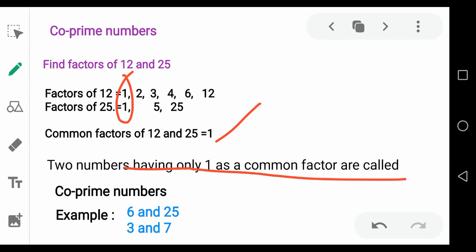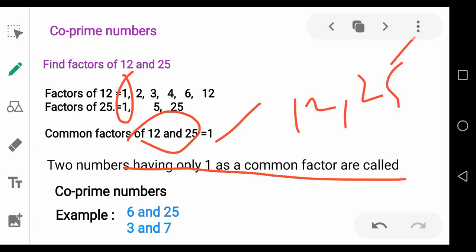So which are the coprime numbers here? 12 and 25 are the coprime numbers. That means 12 and 25 have only 1 as a common factor. So such numbers are called coprime numbers. Some examples are here. 6 and 25. If you check by writing the factors of 6 and 25, you can see that 1 is the only common factor for both 6 and 25. Same way 3 and 7. These all are coprime numbers.